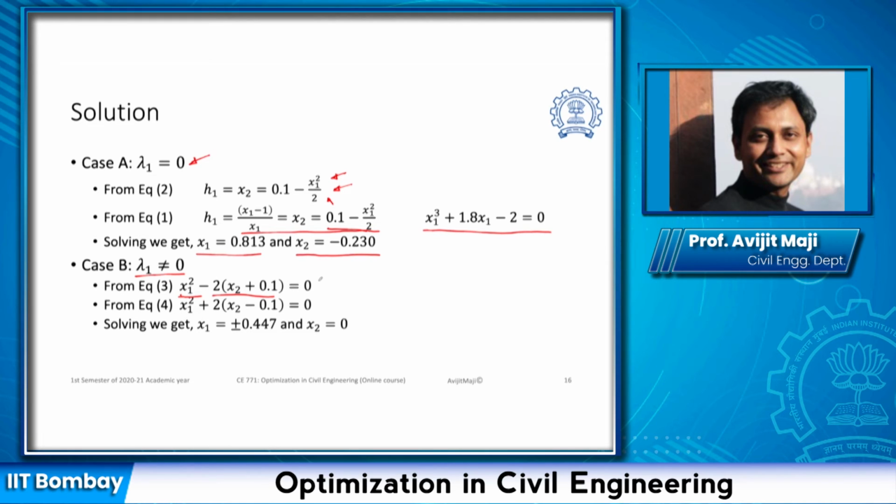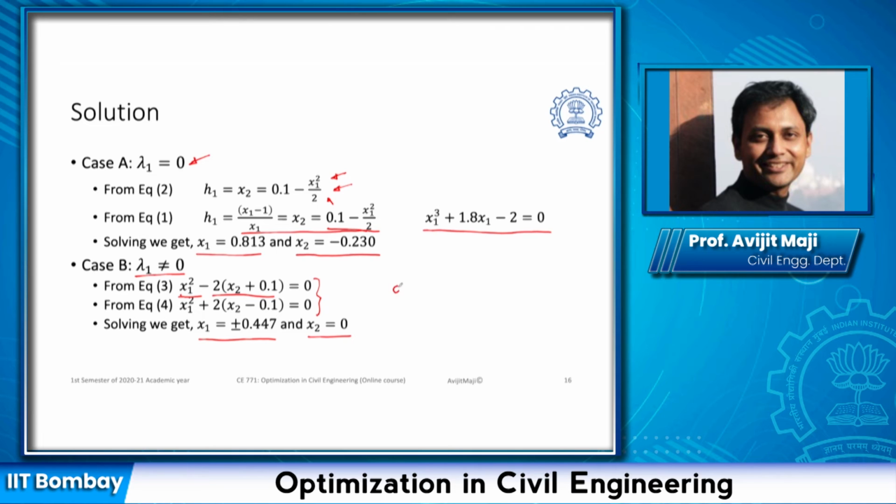So if we try to solve these two equations, we can easily obtain my x1 value. The two roots of this x1 value are going to be plus 0.447 and minus 0.447. In either case, the x2 value is going to be 0. So we have eventually two different points from this solution.